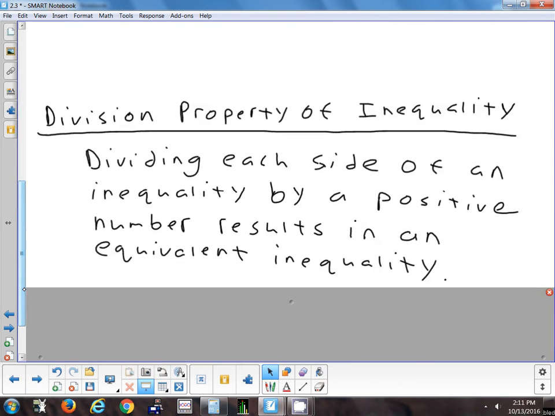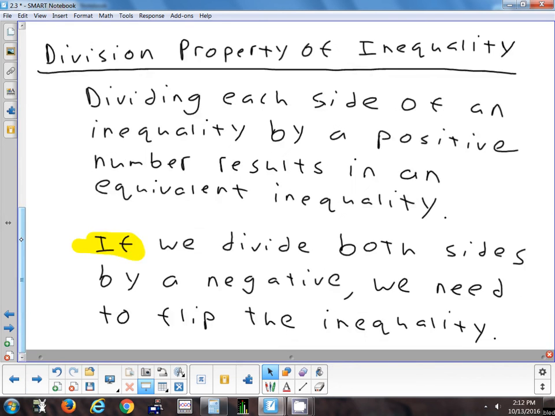And the division property of inequality, pretty much the same thing. You can probably already guess what you need to write under the if. You just have to change one word. If we divide both sides by a positive, we're all set. Don't change anything. Only time you need to flip the inequality is if you divide by a negative. So if you have an inequality and you divide both sides by a negative number, flip it. Have it point the other way.